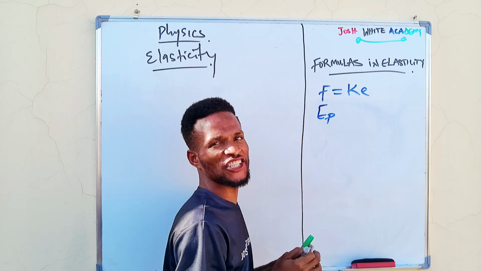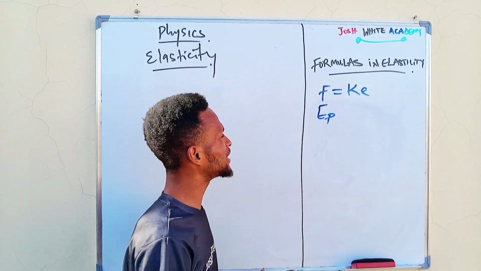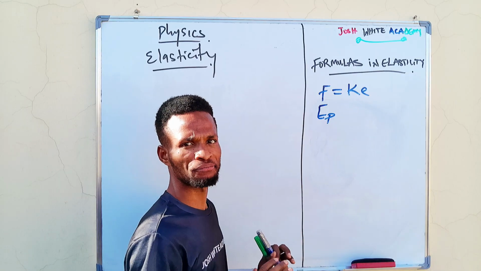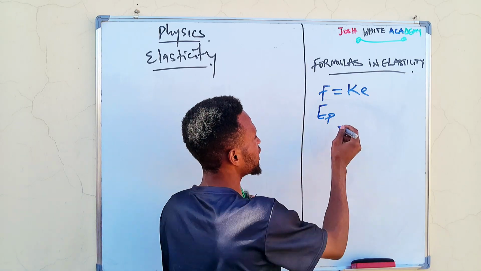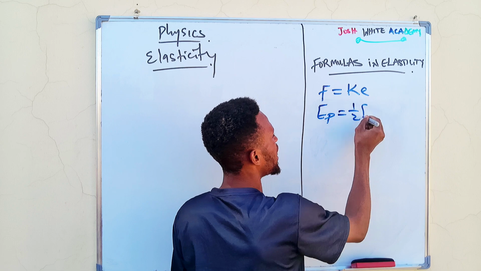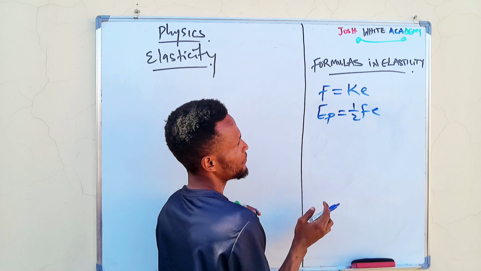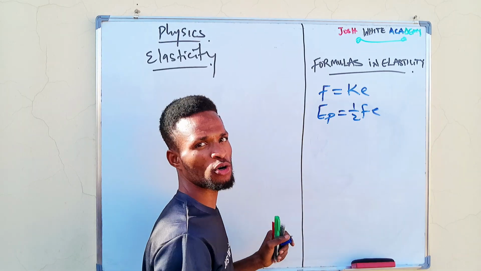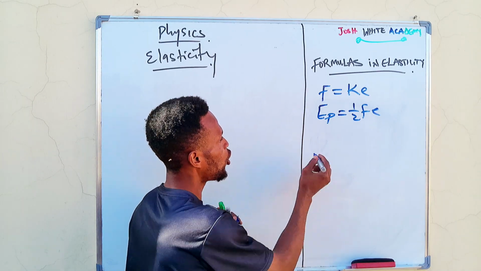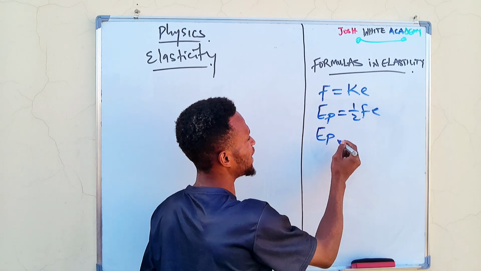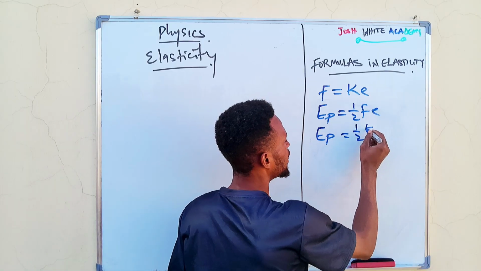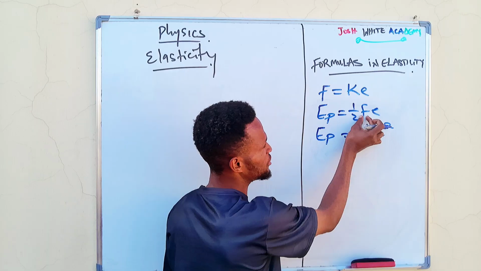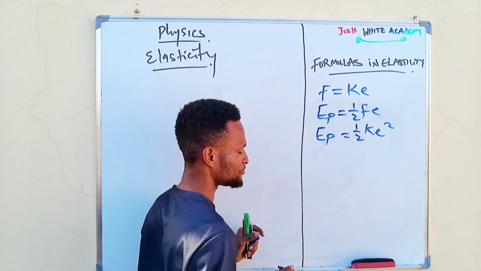the elastic potential energy. As I said previously, this is a kind of energy found in a stretched material. So the elastic potential energy is equal to 1/2 Fe. Remember, our F is our force, our e is extension, K is the force constant or stiffness or elastic constant. Also, our elastic potential energy is 1/2 Ke squared. Remember, our F is Ke, so F is replaced with Ke, it gives you Ke squared.